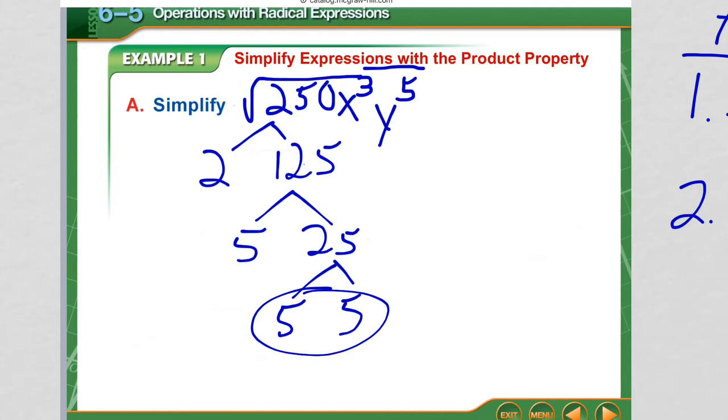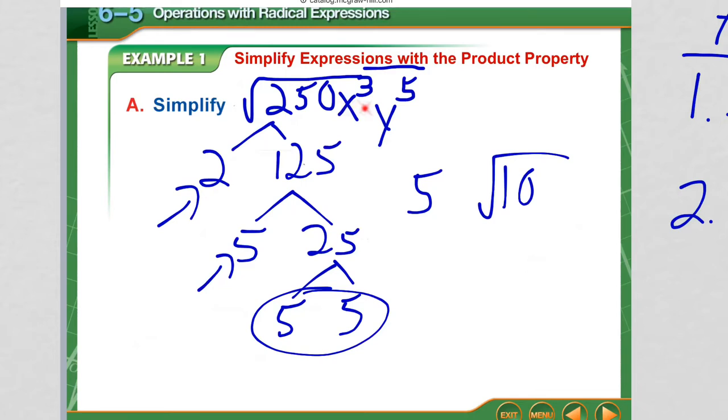And all the pairs always go on the outside. So the 5 goes on the outside. And then the 2 and the 5, when they go on the inside, remember they are multiplying because all this that we came up with in the tree here came from knowing what multiplied. So 2 times 5 would give us 10.